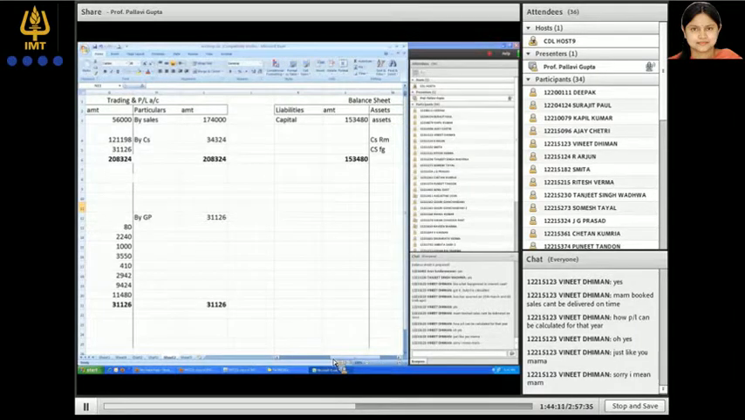Come to question number 8, chapter 8, unsolved questions. Chapter 8, question number 8, unsolved questions. The following is the schedule of balance sheet extracted from the books of Sri Gavaskar.